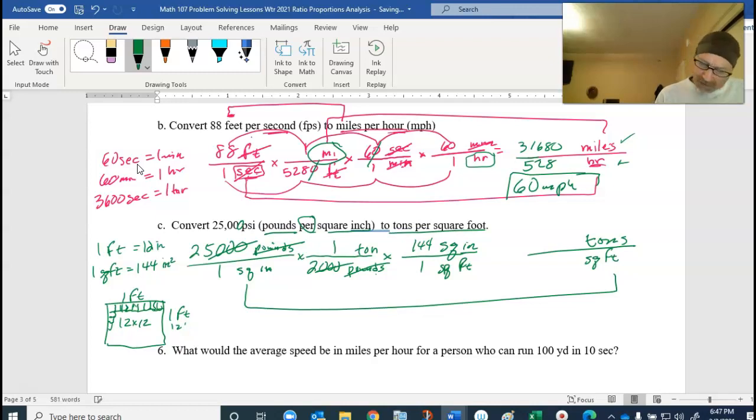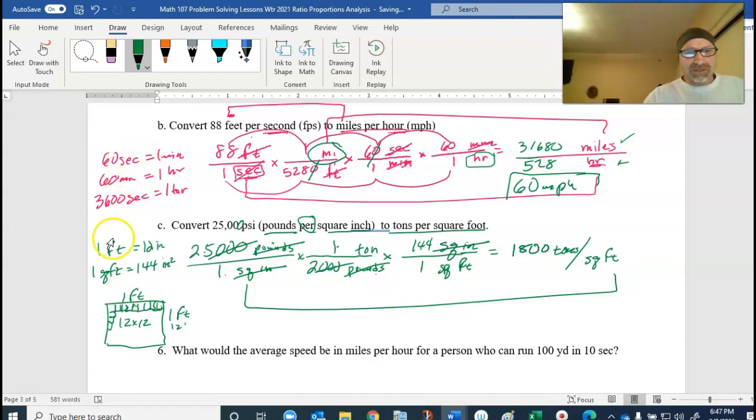And so now our square inches will reduce. And look at what we'll get in the denominator: 1 times 2 times 1. And then the numerator is 25 times 144 times, of course, 1. So I'll just do that all at once: 25 times 144, and divide that by 2. That's going to give me 1,800, and that is tons per square foot. 1,800 tons per square foot.